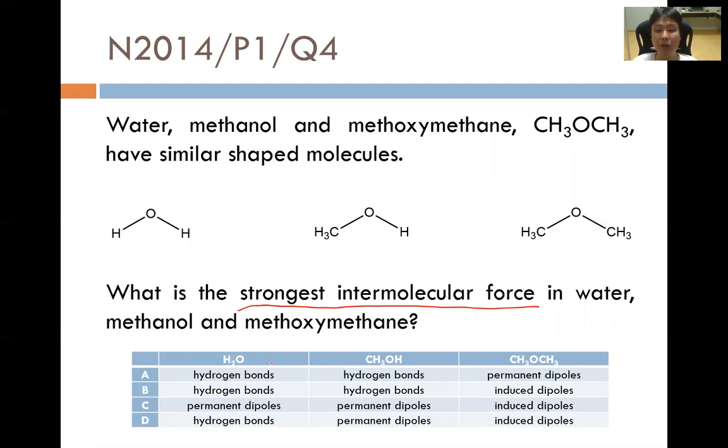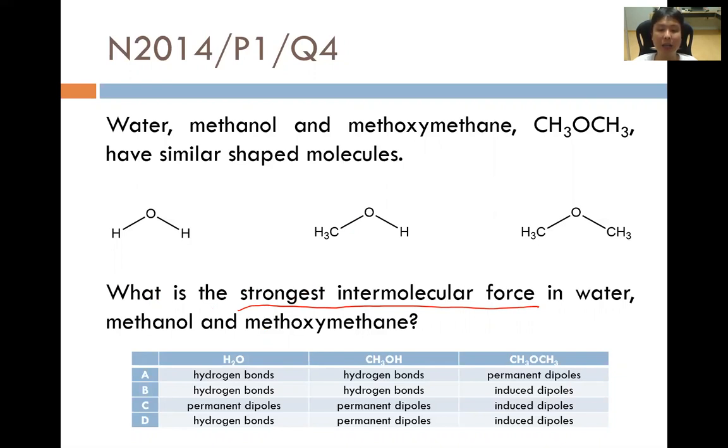Every molecule that's covalent in nature will always have ID-ID interactions, because electrons that are not involved in bonding are on average evenly distributed within the whole molecule, and by chance they can congregate on one side and create an instantaneous dipole. When the instantaneous dipole approaches another molecule, it can induce a dipole in the other molecule. So ID-ID interactions are present in all covalent molecules, but they are the weakest. But we are interested in the strongest intermolecular force of attraction.